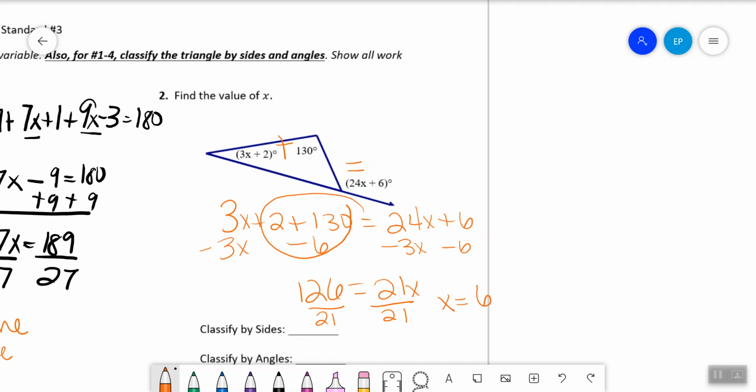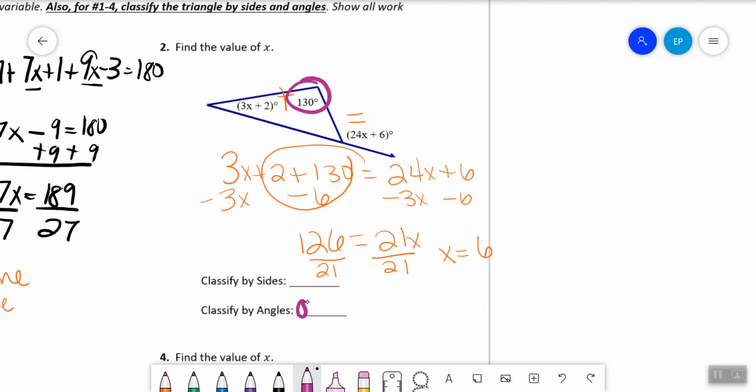So what I'll do is I will double check, but due to this angle here being 130, I do know that my angle is classified by obtuse because that angle is greater than 90. If I plug 6 into 3x plus 2, 3 times 6 is 18, plus 2 is 20. 130 plus 20 gives me 150, which means this angle over here is 30 degrees. Since those two angles are not the same, that makes this also scalene.